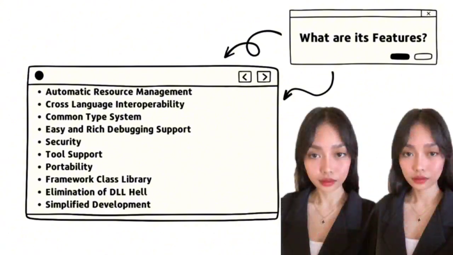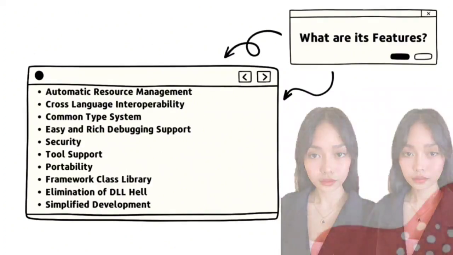Next is elimination of DLL hell. The removal of DLL hell is another feature of the Visual Basic .NET Framework. It occurs when multiple programs attempt to use the same DLL. The .NET Framework fixed this problem by allowing different versions of the same DLL to coexist.